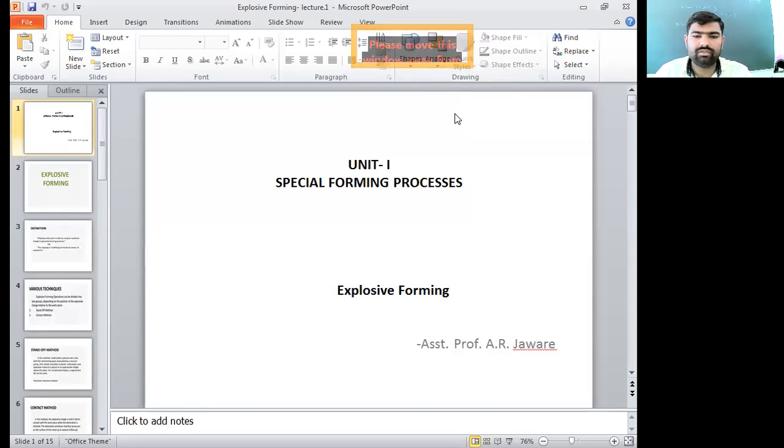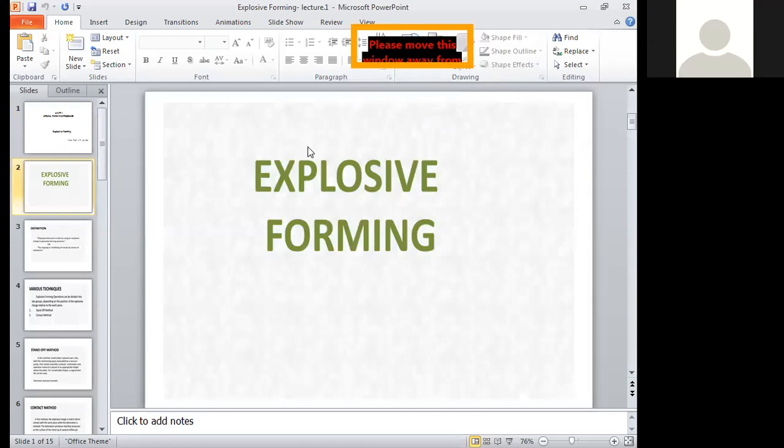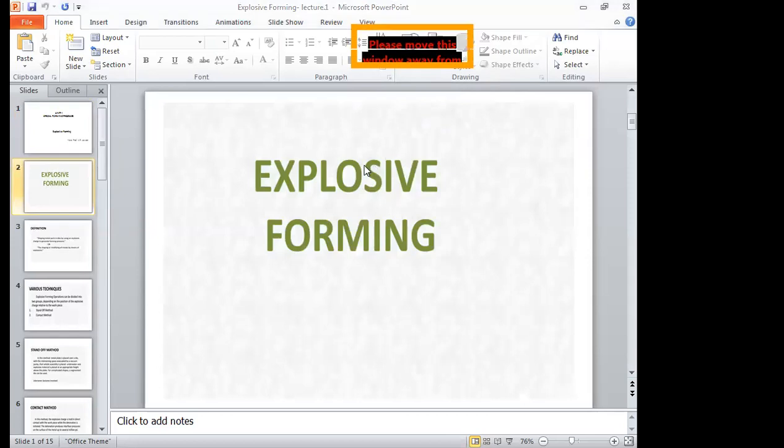In this unit, the first lecture, the unit name is special forming processes, and the topic name is explosive forming. From Professor Zaure, AR from the Mechanical Department. Okay, now we are going to study explosive forming.